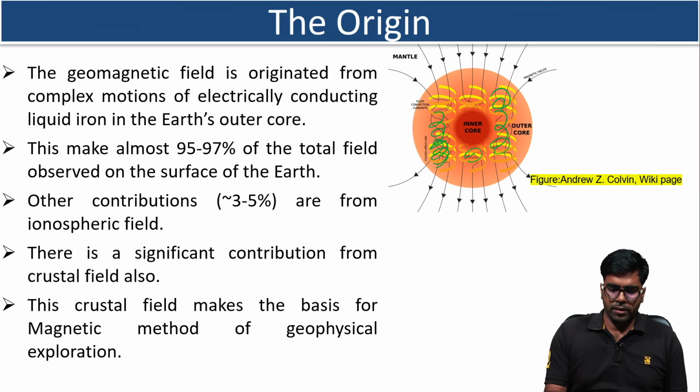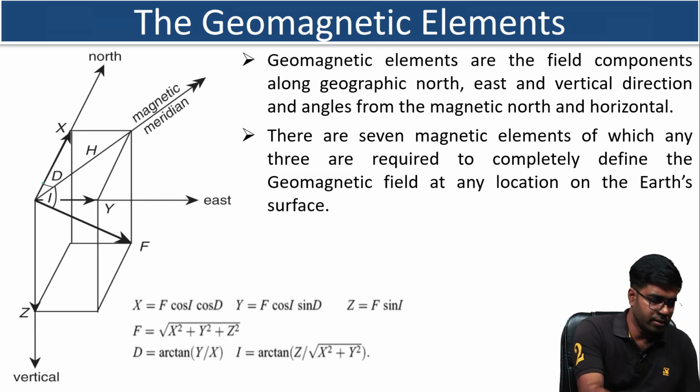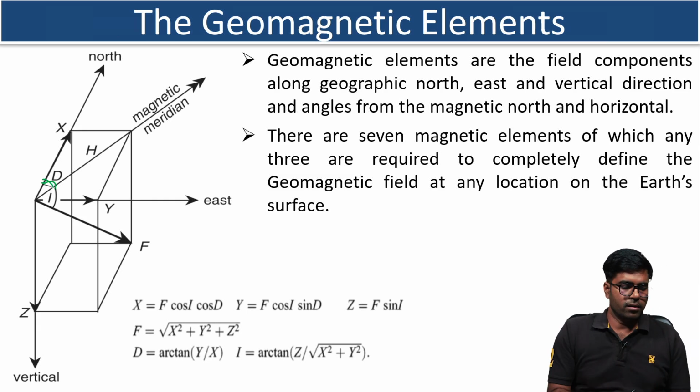There is also a significant contribution from the crustal field. Crustal field means the magnetic field originating from the rocks in the upper crust of the earth. These crustal rocks get magnetized in the ambient field at the time of their formation. They contribute significantly, and that makes the basis of our geophysical exploration using the magnetic method. So, these are the elements I was talking about. This is the angle of declination.